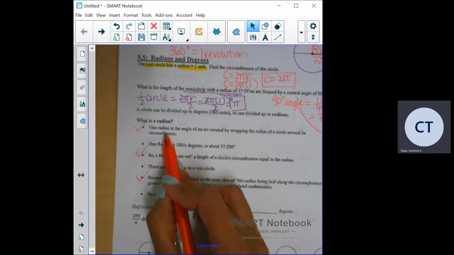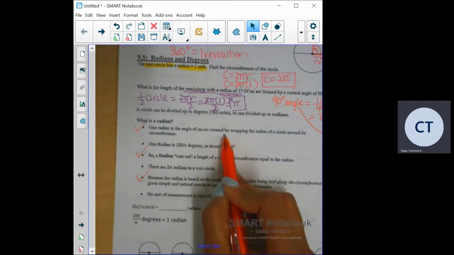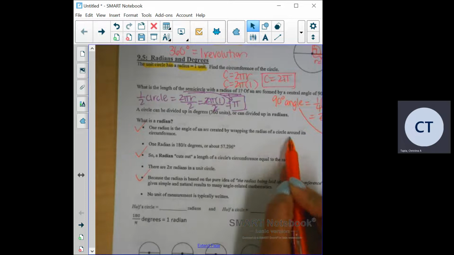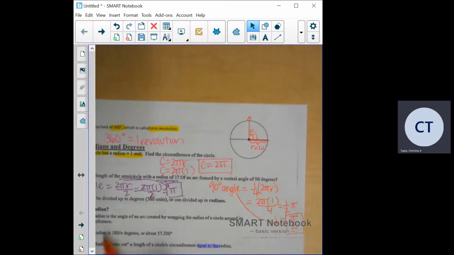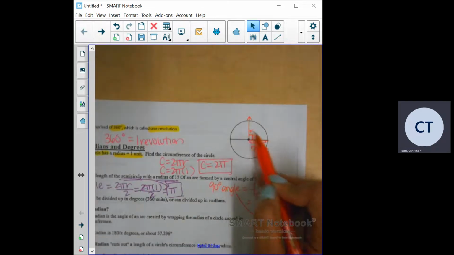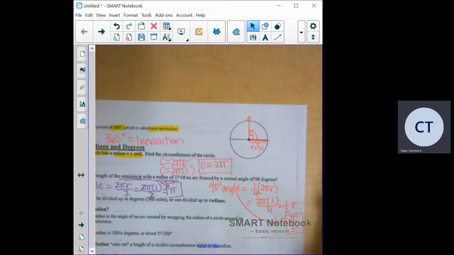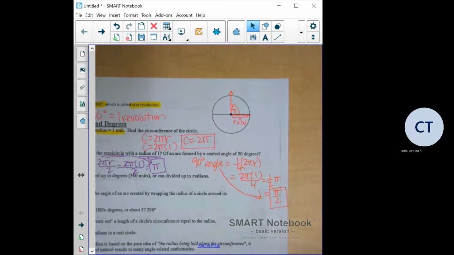So it specifically says 1 radian is an angle of an arc that is created by wrapping the radius around its circumference, which is what we just did. So this little arc that we just created, this is an angle. That's all it is. And we just wrote that angle in radians with that pi.